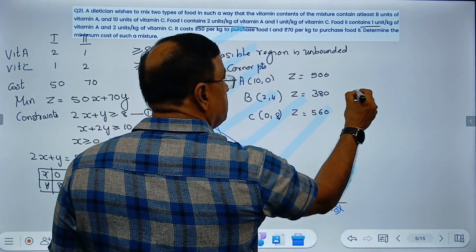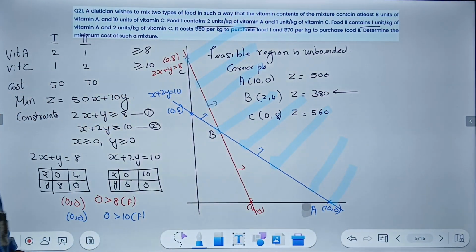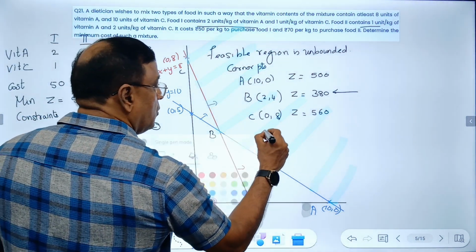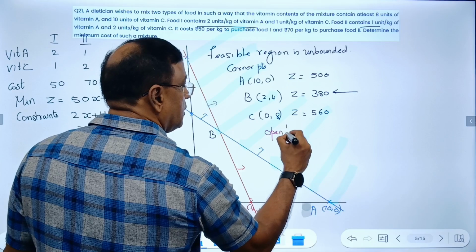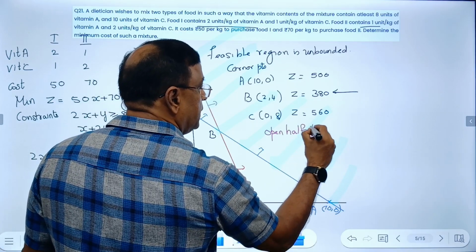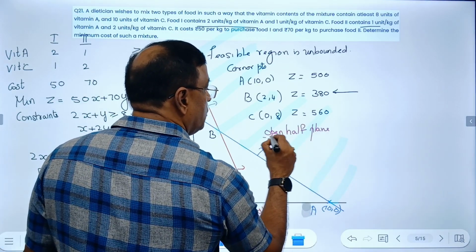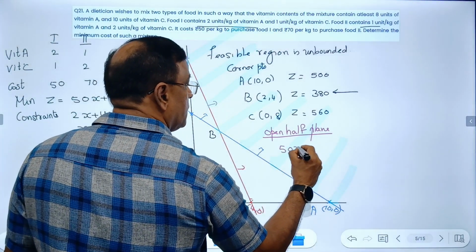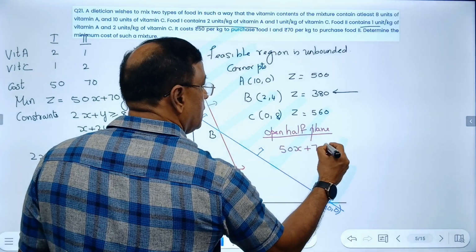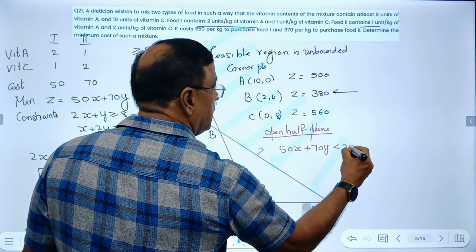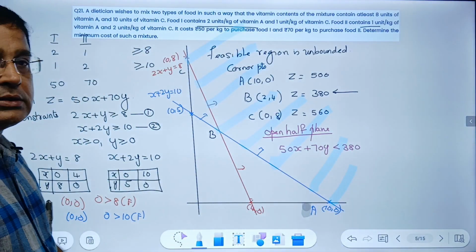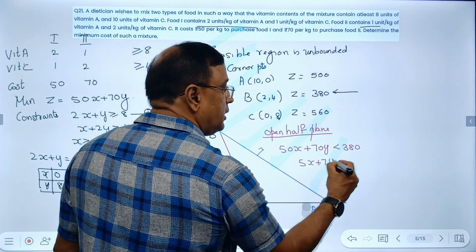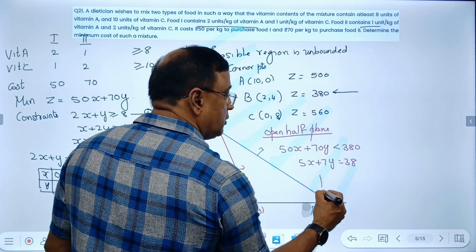Since it is a question on minimize and the region is unbounded, I have to write the open half plane. Now how do I write the open half plane? 50x plus 70y is less than 380. We can cancel the zeros, so it will become 5x plus 7y less than 38. So you can draw a table.